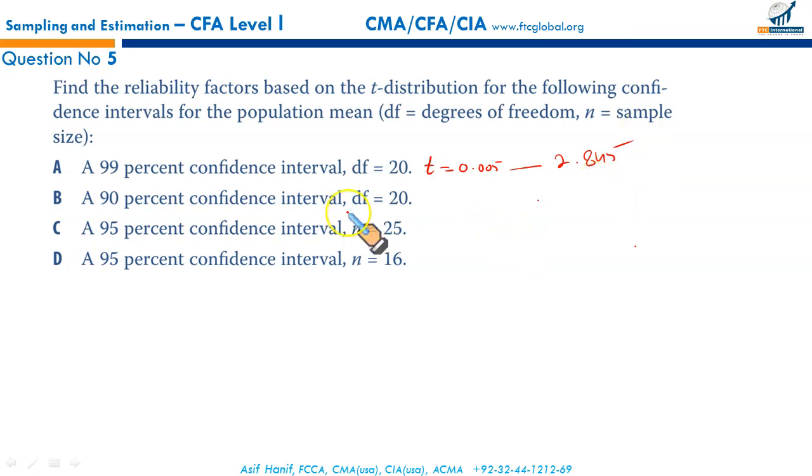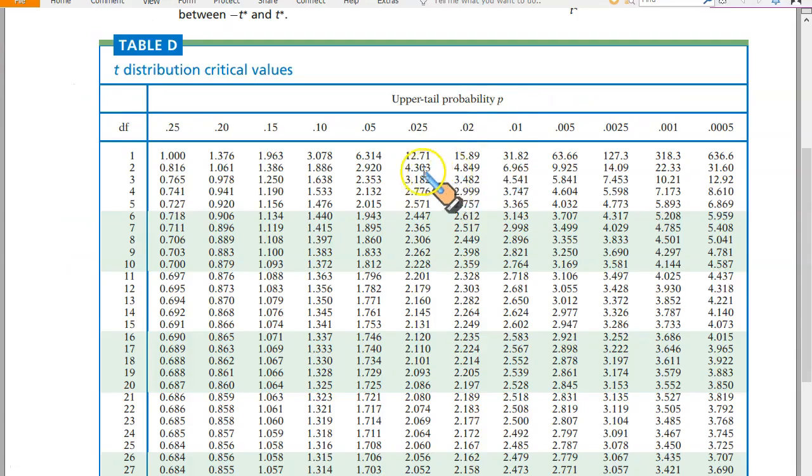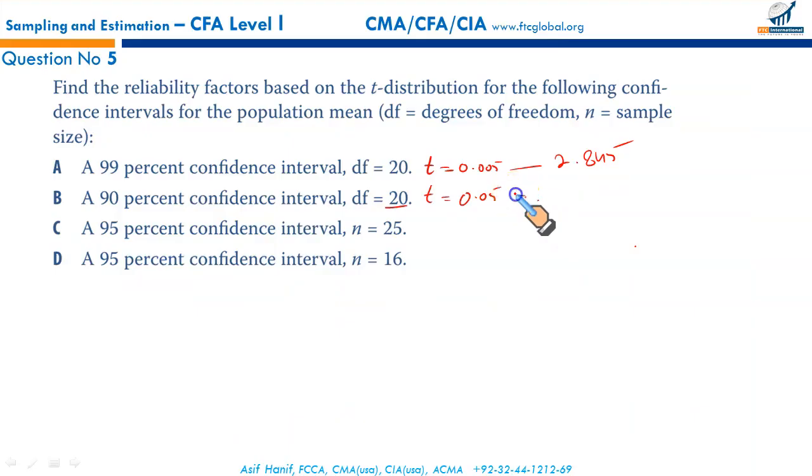Next, for a 90% confidence interval, degree of freedom 20, it's going to be 10% upon 2, that is 0.05. Let's look it up in the table. All right, here we go, and it's 1.725.